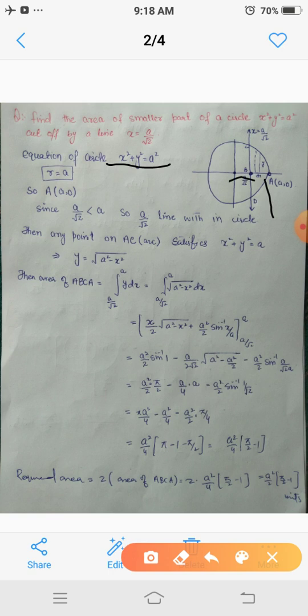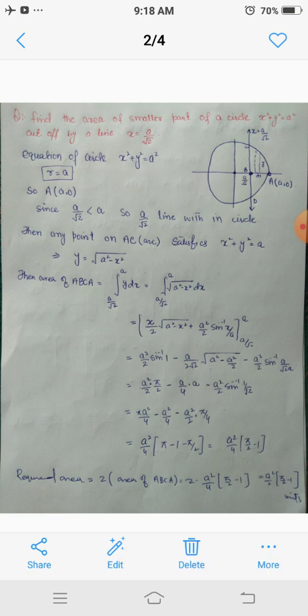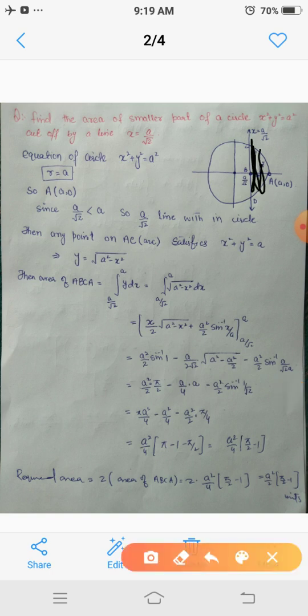Now if we draw a line perpendicular to this axis through this point, then this is the required line, x equals a by root 2. So this line cuts or intersects this circle at 2 points, that is C and D. So we get two parts, the smaller part and the bigger part. Now we have to find the area of this very portion, because it is the smaller portion.